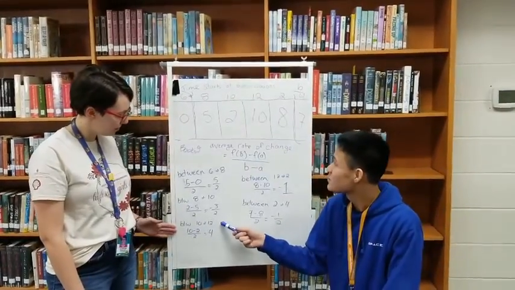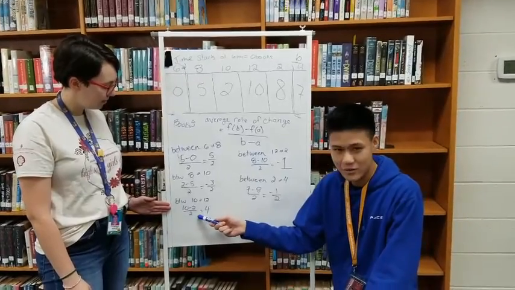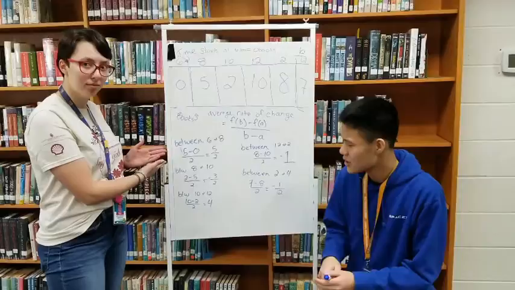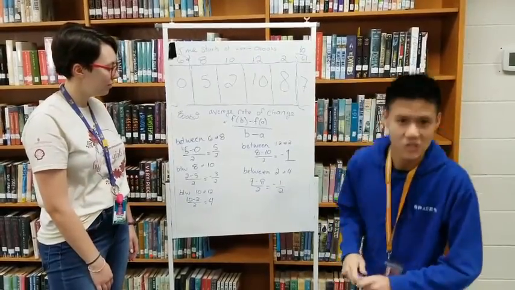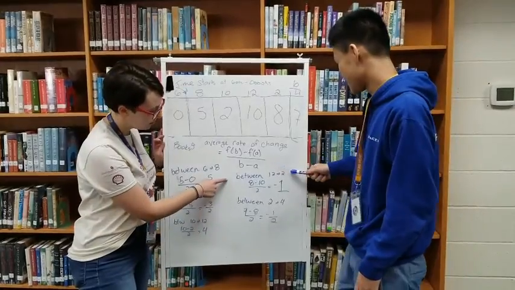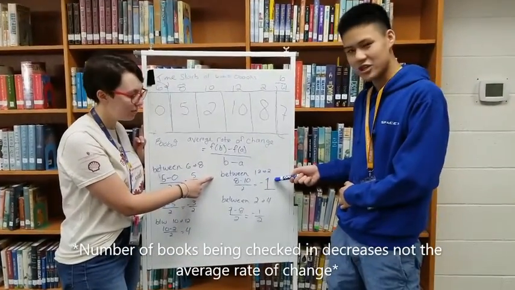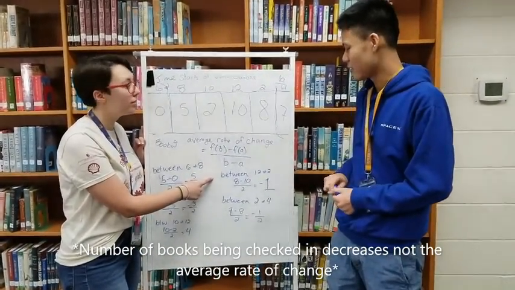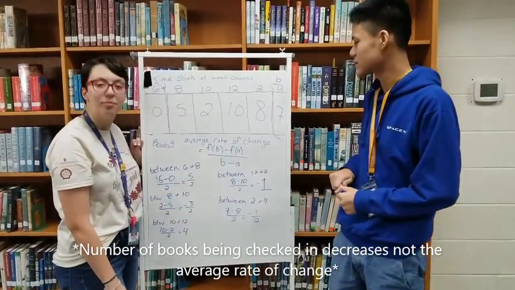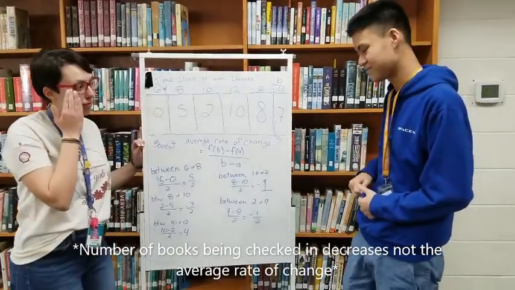Between the hours of 10 and 12 a.m., we have an average rate of change of 4, which is significantly greater than 5 over 2. So this is our new greatest average rate of change. But we'll have to keep checking. Between hours 12 and 2, there is an average rate of change of negative 1. And as stated before, when it's a negative, it means the average rate of change is decreasing between those 2 points. It means less books are being checked in.